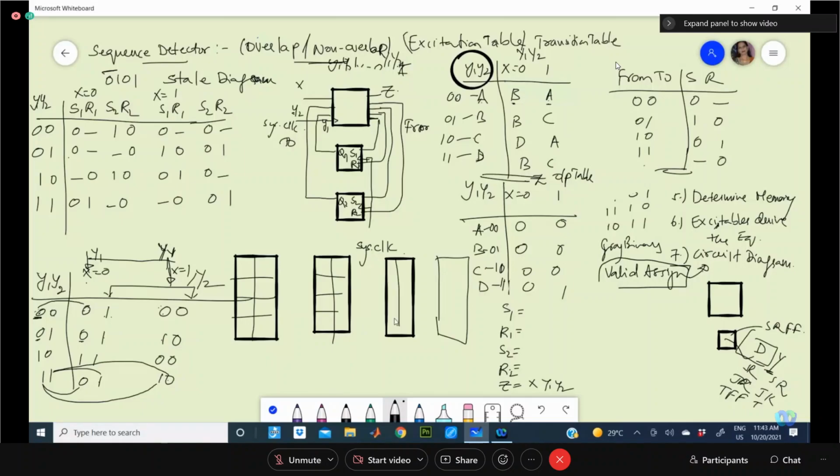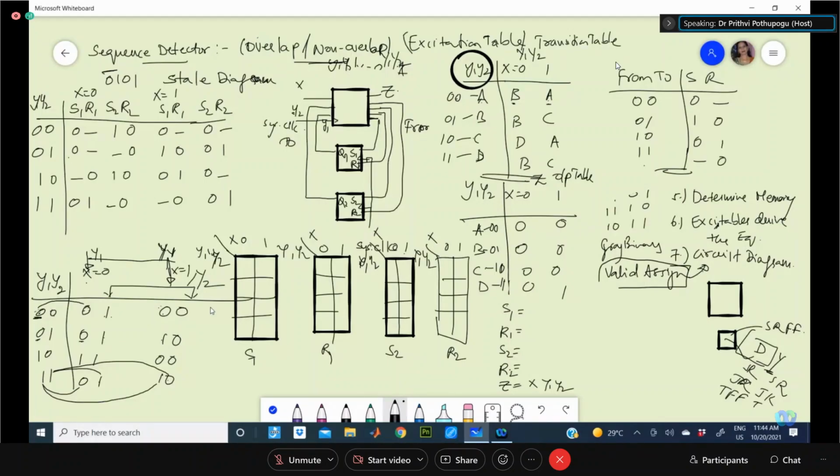This will be a 3 variable K-map. Okay. One for S1, R1, S2, R2. X is 0, 1, Y1, Y2. Same, X is 0, 1, Y1, Y2.